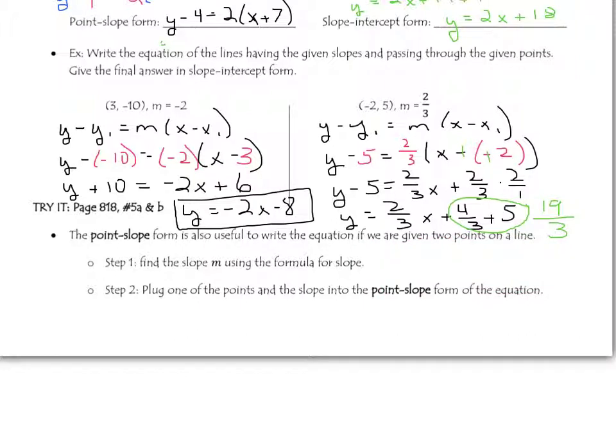Step 1, you find the slope using the formula for slope. M equals y2 minus y1 over x2 minus x1. Just keep in mind that whenever you're given 2 points, you can always find the slope. Once you have the slope, then you have a slope and you have a point. You actually have 2 points, so you can plug one of the points into the point-slope form of the equation, and you can solve for the slope-intercept form of the equation just like we've been doing.